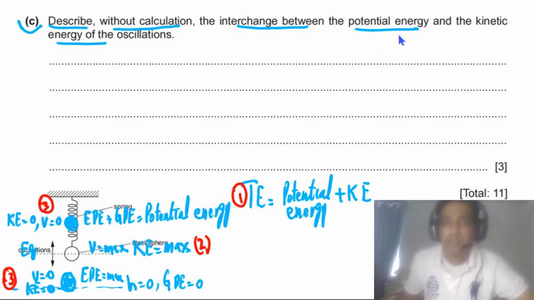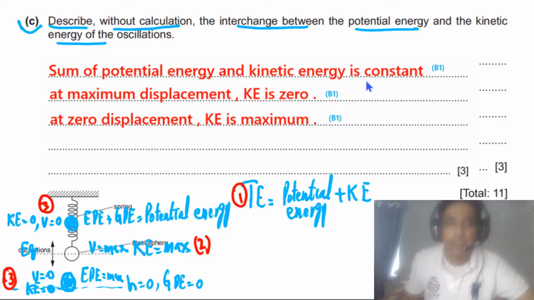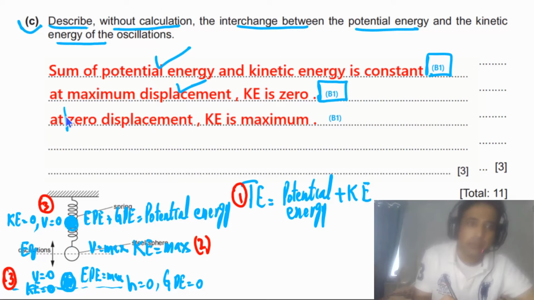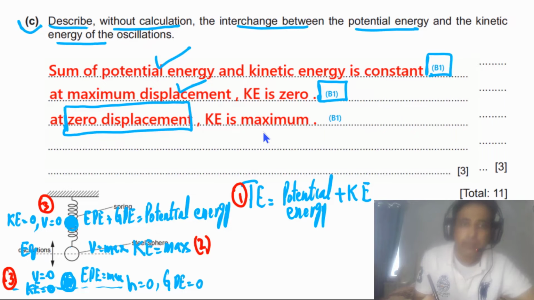So let me show you the answer, how you can write down your answer, and in your answer you have to mention these points. If you have mentioned the first point, you will get 1 B mark, and if you have mentioned the second, at maximum displacement kinetic energy is 0, you will get the second mark, and the third mark you will get if you have mentioned at 0 displacement, at equilibrium, kinetic energy is maximum.